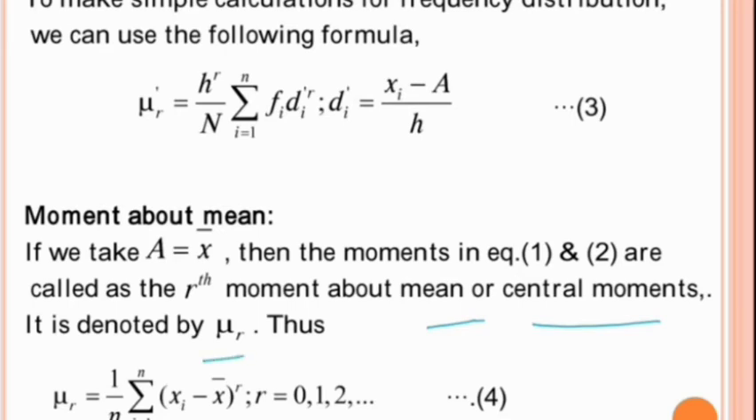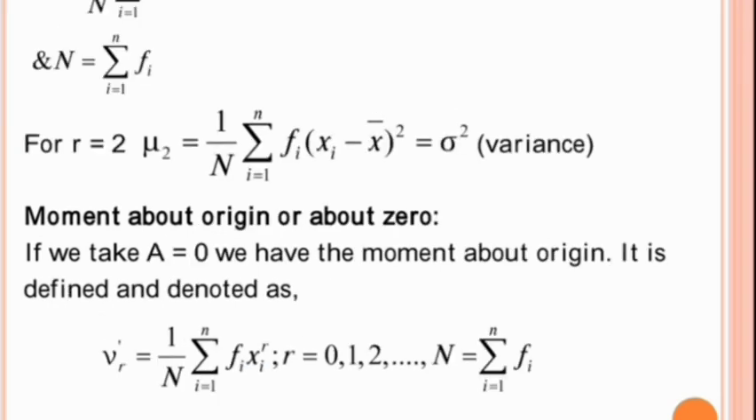See, in the first two equations we are talking about origin or about something A, that is about origin. But here you are talking about moment about mean. So that is given by mu r. There is a difference between mu r dash and mu r, right? So mu r is equal to 1 upon n, we will just replace A by x bar. See the difference in equation 1 and equation 4. There you are writing capital A. Here you are replacing capital A by x bar.